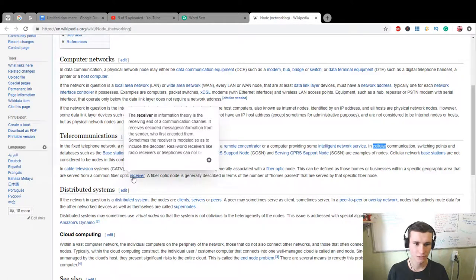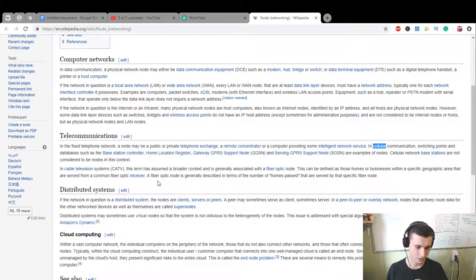Fiber optic receiver: in information theory, the receiving end of a communication channel. It receives and decodes messages and information from the sender. Sender and receiver. A fiber optic node is generally described in terms of the number of homes passed that are served by that specific fiber node.